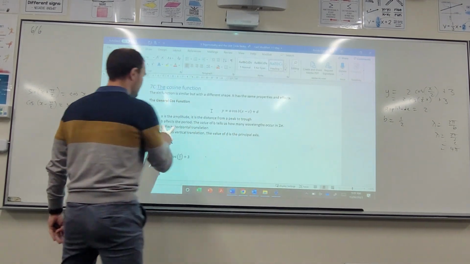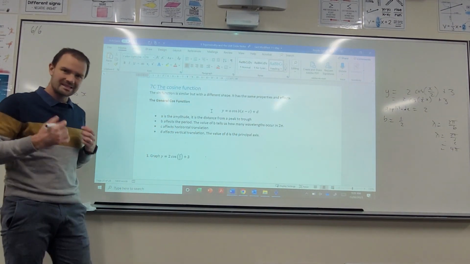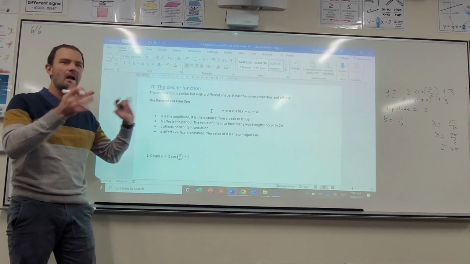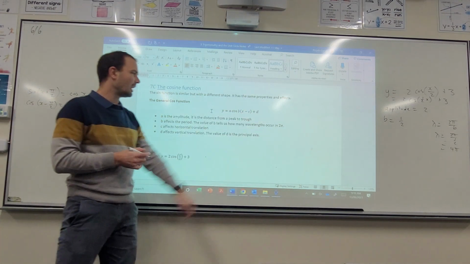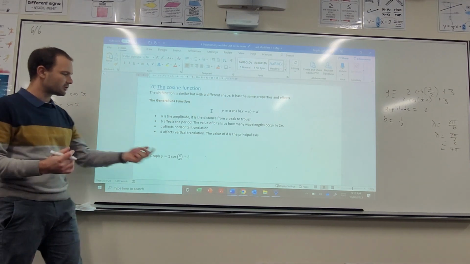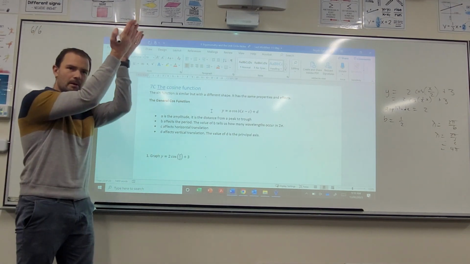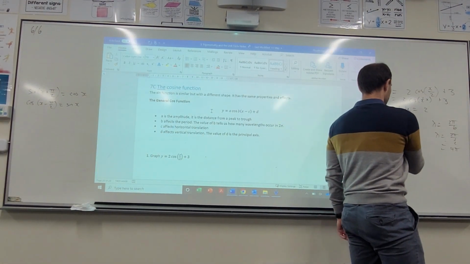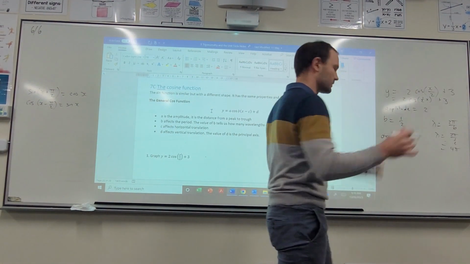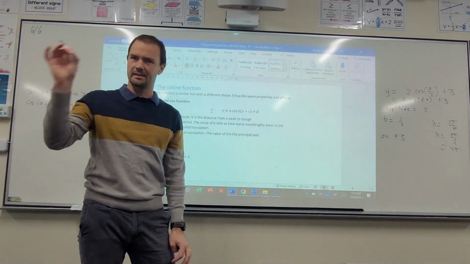All right, then on to C, horizontal translation. I've said we tend not to deal with them because it makes the graphs messy. So if you do, you use your calculator. And then the last one, D, is a vertical translation. So we've been shifted up 3 units. D equals 3. All right, so plus 3 moved up 3 units. We've got everything we need to graph it.